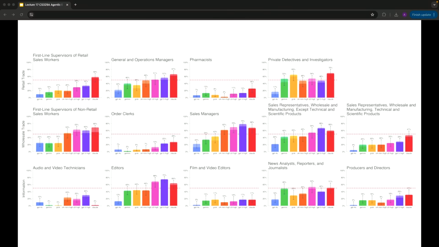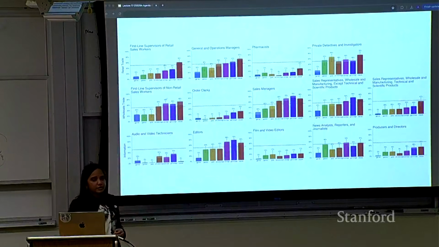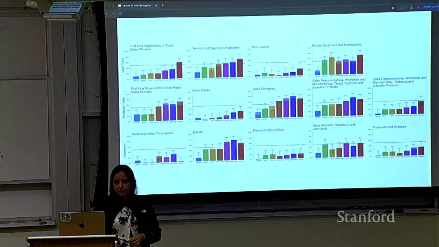So first-line supervisors and retail sales workers, I think in general in retail trade, we are starting to see some of those tasks taken on by the models as useful. Same for non-retail sales workers, so in general on the sales side. In terms of editing tasks, we are seeing the models do extremely well. In terms of research-based tasks, both investigative and detective-based and news analysts, and then sales representatives, wholesale and manufacturing, those tasks seem to suggest that the models are doing extremely well. So this gives you a flavor of the kind of tasks that the models are performing strongly at.